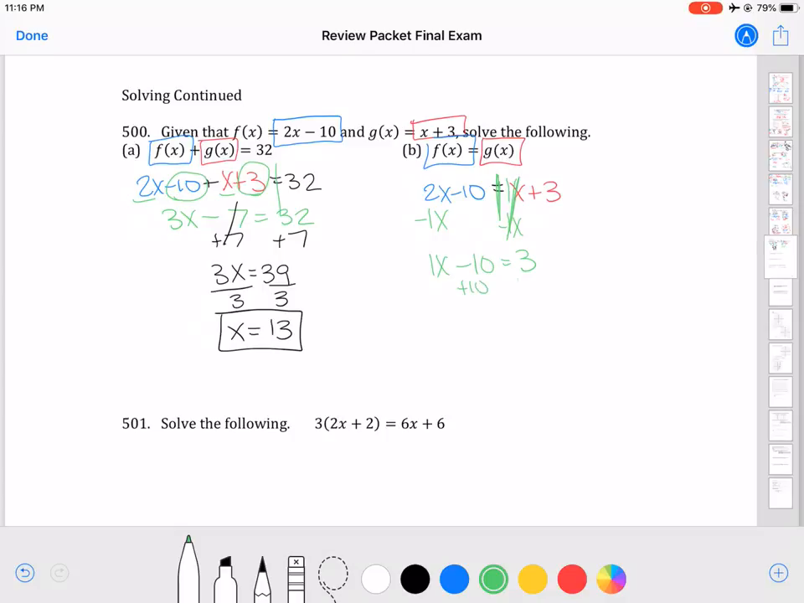To now get rid of what's being added or subtracted first, I'm going to add the 10 to both sides, and I get 1x is equal to 13. And that's actually my answer. If you did continue on and divided by 1, you still end up with x equals 13. And it's just a coincidence that part A and B were the same answer. That is not always going to be the case.